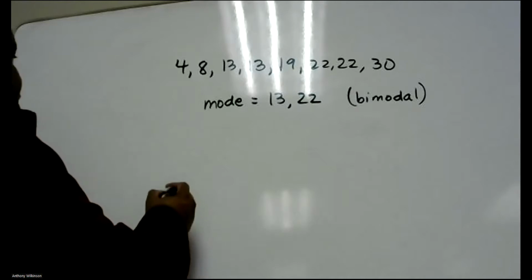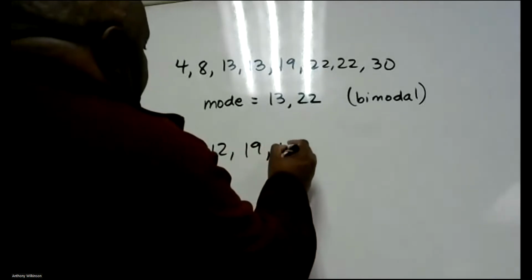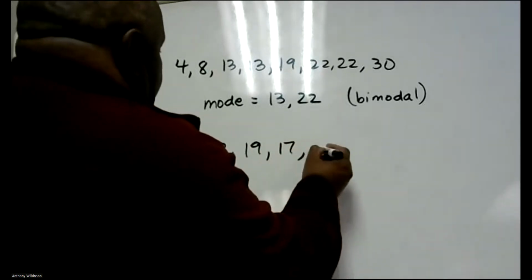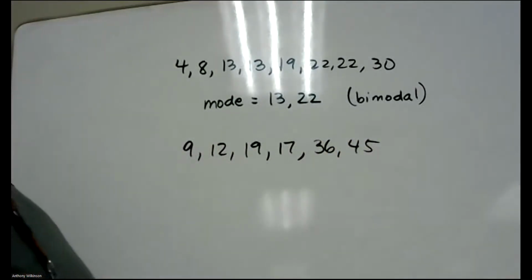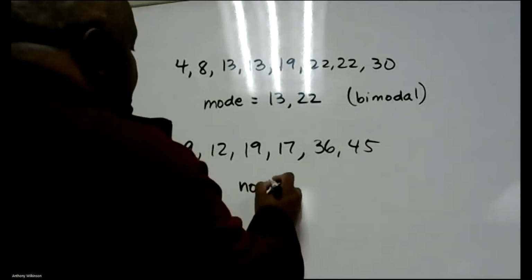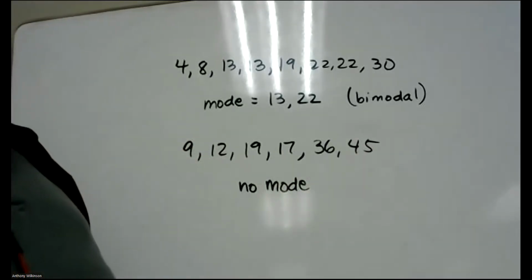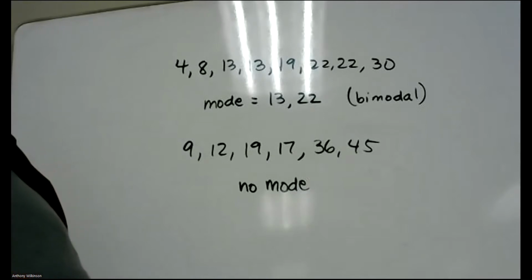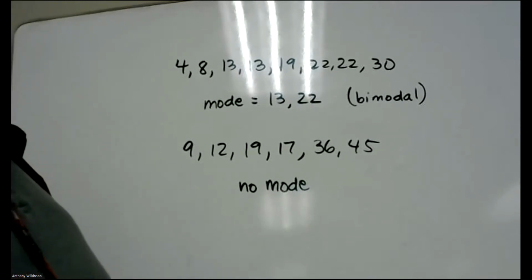And let's say we had another data set like, in this case here, each number occurs only once. So this is an example of a data set that has no mode, because each data value occurs only once. Okay. All right, any questions on this?